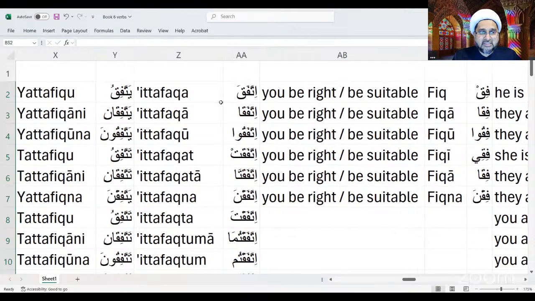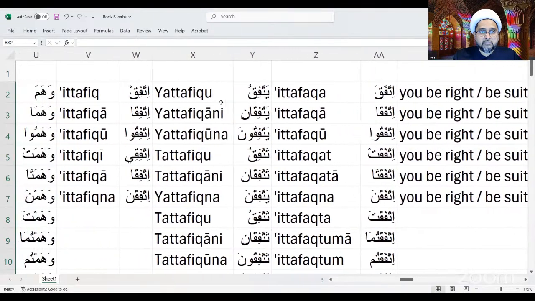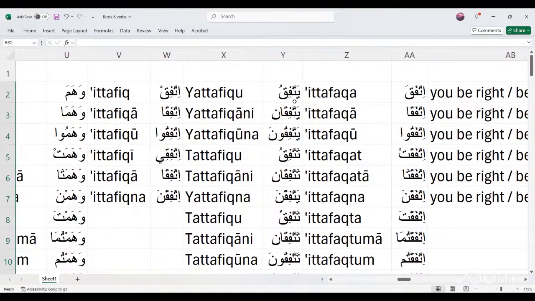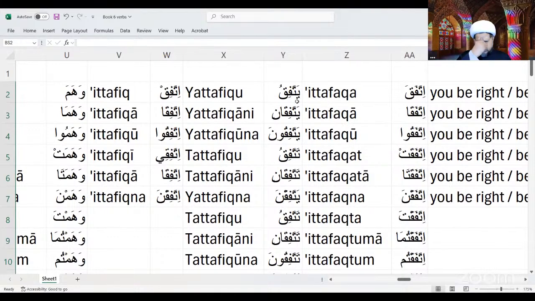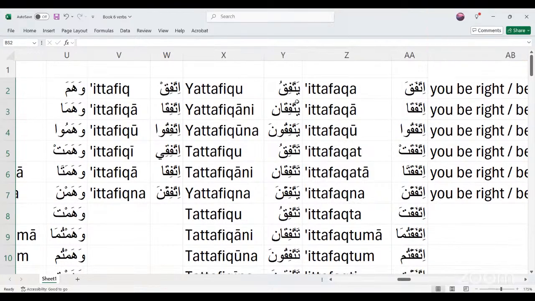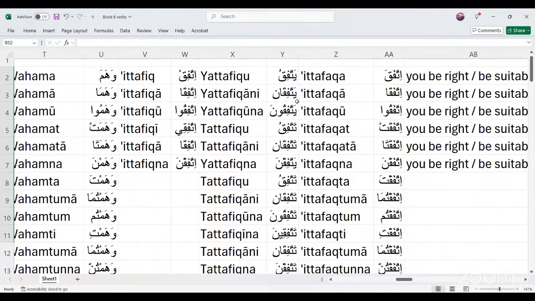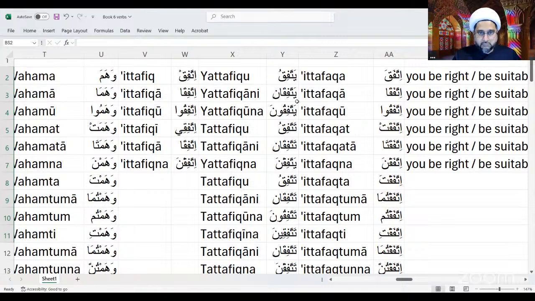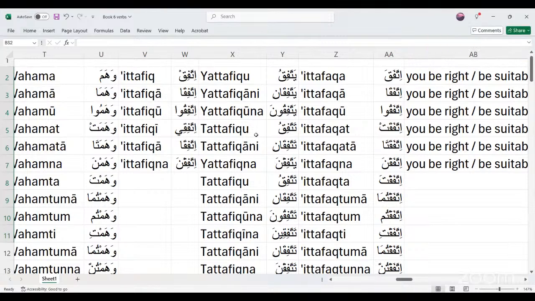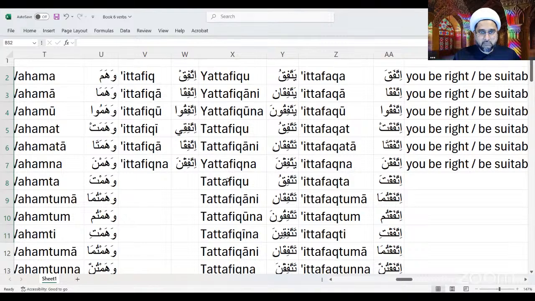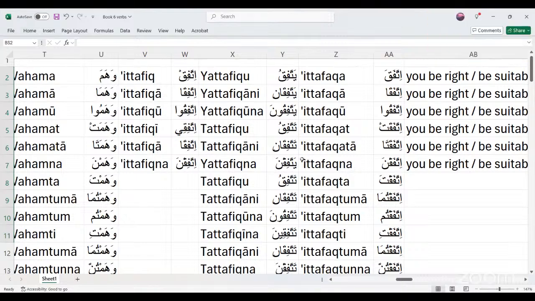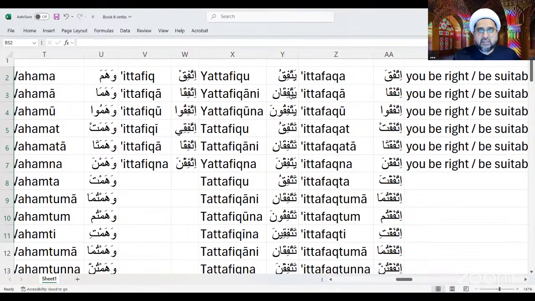And then the present tense will be yattafiqu. Correct. Want me to read? Yes, please. Yattafiqu, yattafiqani, yattafiquna, yattafiqu, yattafiqani, yattafiqna. So yattafiqu, yattafiqani, yattafiquna, tattafiqu, tattafiqani, yattafiqna.